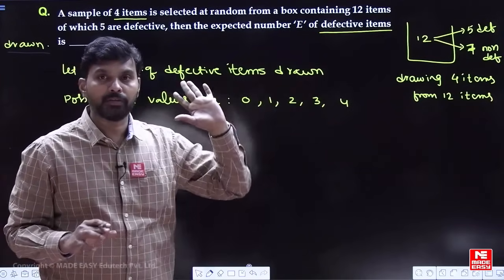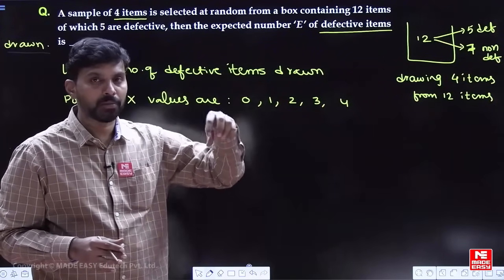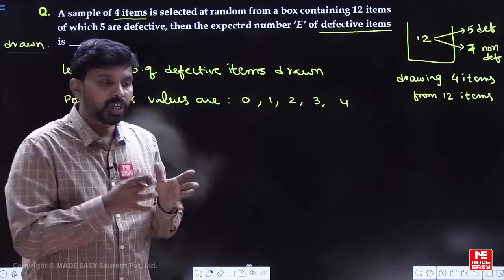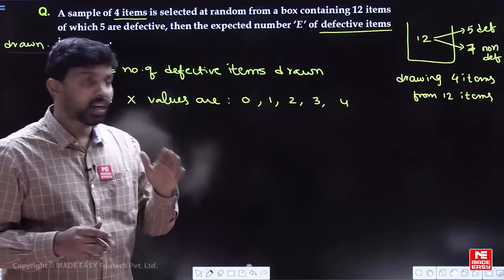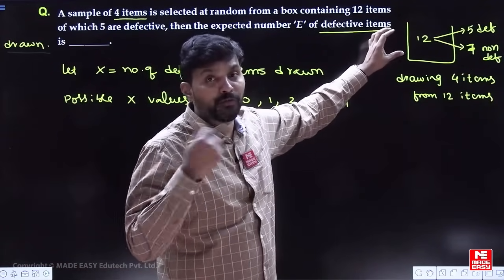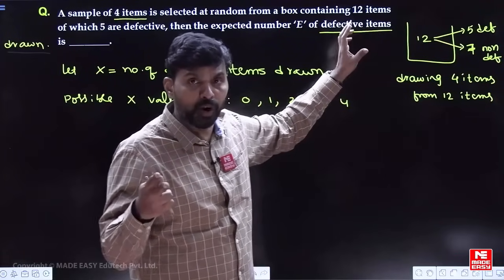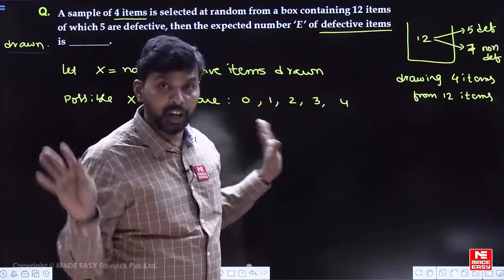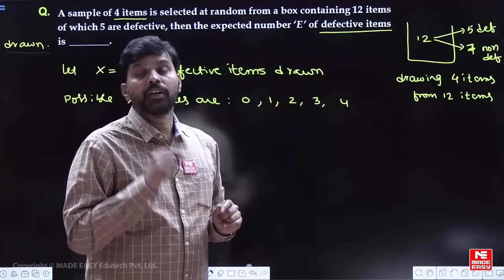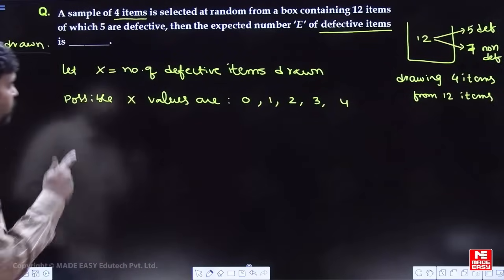If you are drawing 4 items, then what are the possibilities among those 4 items? All 4 can be defective, or any 3 of them will be defective, or 2 of them defective, or 1 of them is defective, or none of them is defective. So these are the possible values of the number of defective items when you draw 4 items from the 12 items.